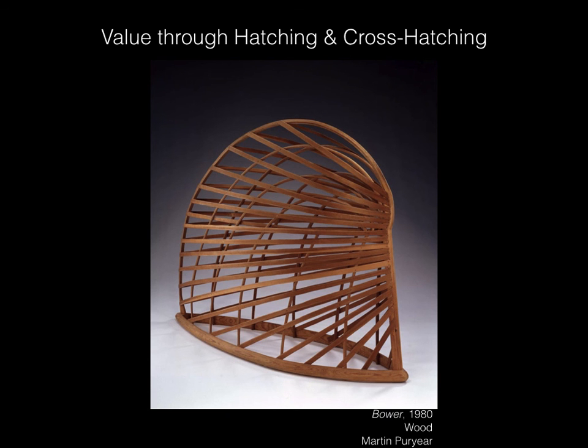Here is an example of value through hatching and cross-hatching in a three-dimensional work. So this is Boer by Martin Purrier. And on the right-hand side, we can see as the piece comes together, there's more value. The wood is coming together and creating a richer tone. And on the left side, where the wood spreads out, there's less value. It seems to me not as dense and as dark. So as the lines build up, they can create mass or solidness or airiness within them.